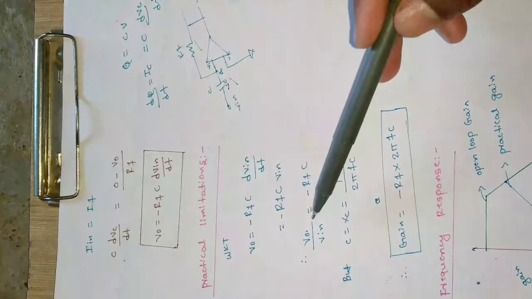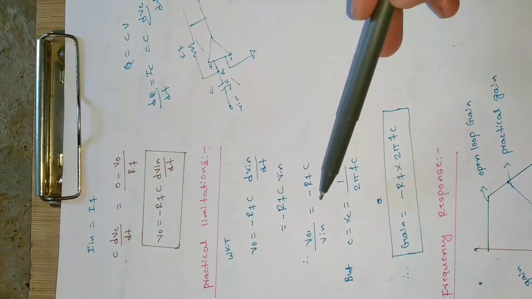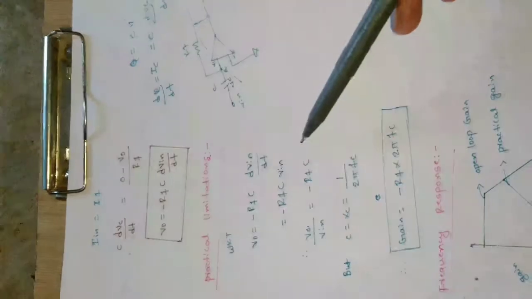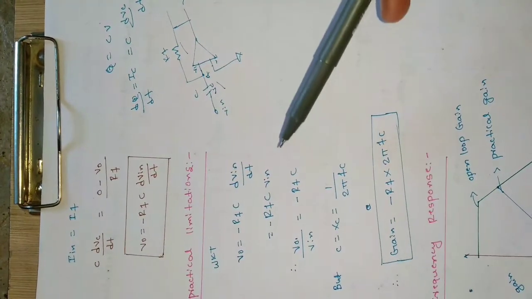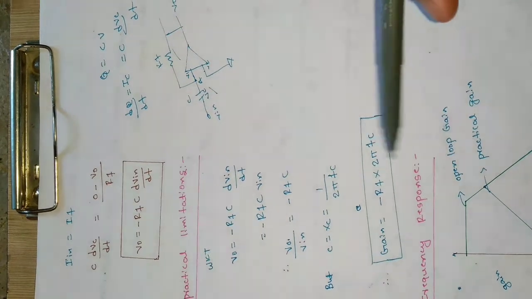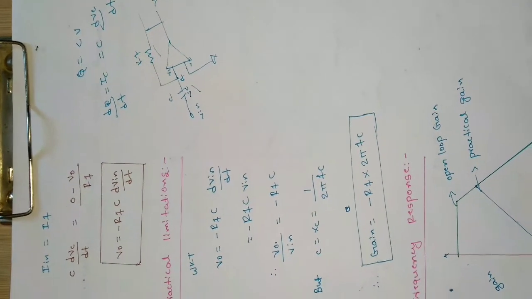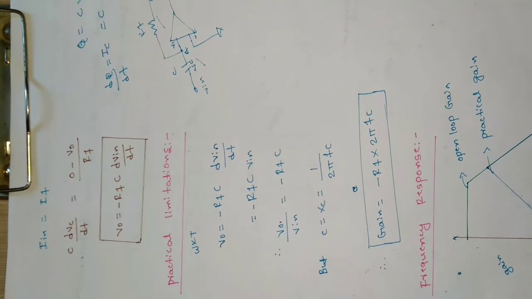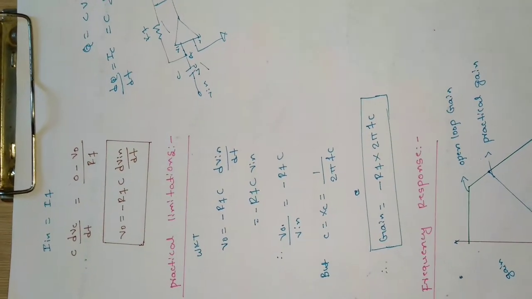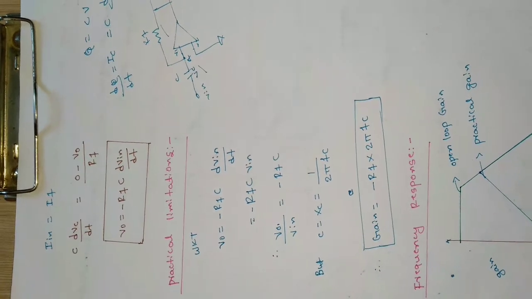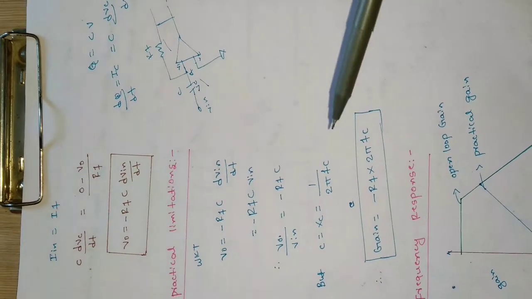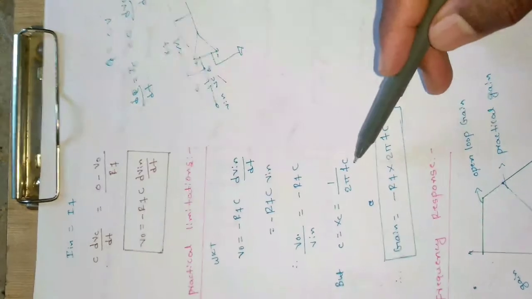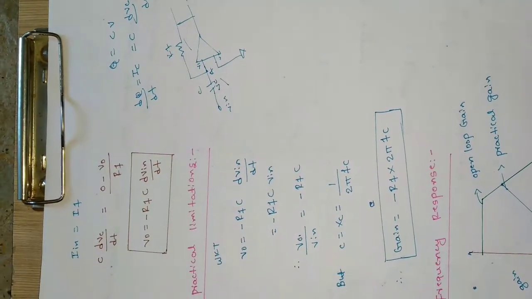So gain is equal to V0 by Vin, so it will be equal to minus RF into C. But C is nothing but the capacitance, so it will be providing reactance in the circuit. To remove that reactance, we have to use the term Xc, which indicates capacitive reactance. Capacitive reactance is given by Xc, which will be equal to 1 divided by 2 pi Fc, where F is the frequency and C is the capacitance of a capacitor.